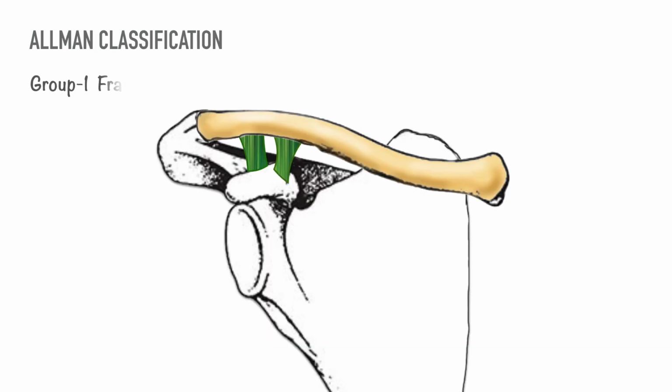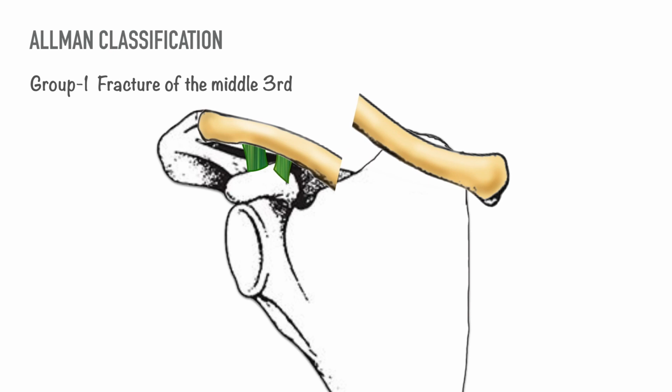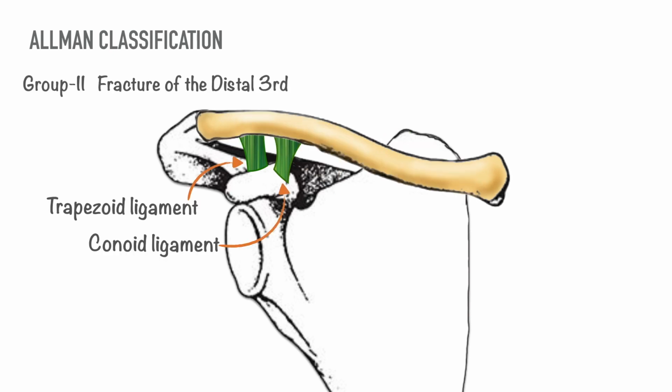Group 1 includes fractures of the middle third. 80% of clavicle fractures occur in the middle third, and most of these are amenable to closed management. Group 2 includes fractures of the distal third.